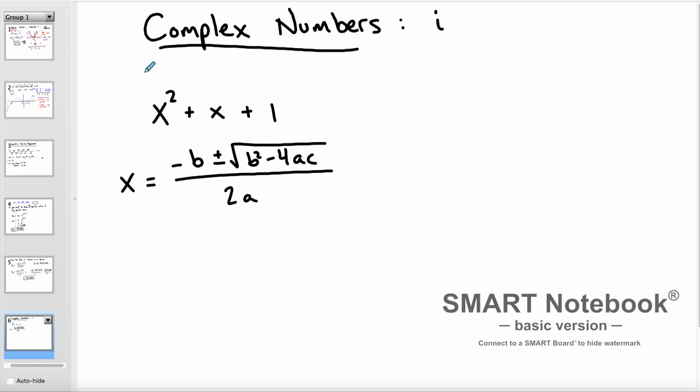Those letters refer to the coefficients, the numbers in front of each term. So the number that appears in front of x squared is our a. The number that appears in front of our second term is our b. And this last term is our c. Okay?